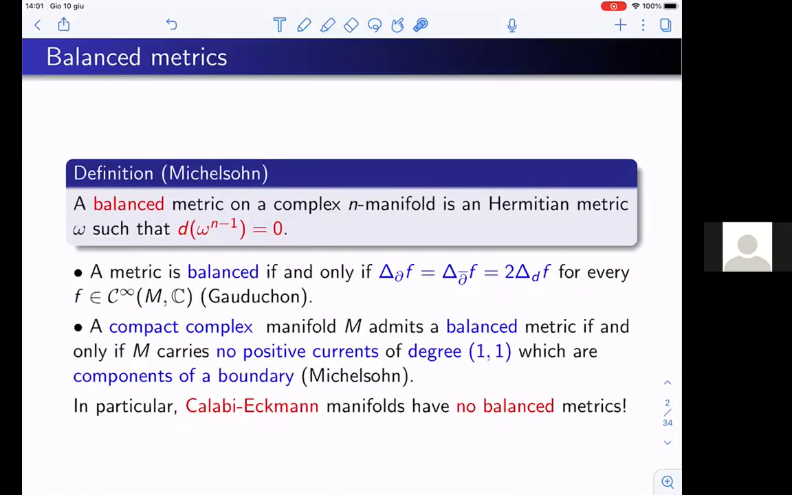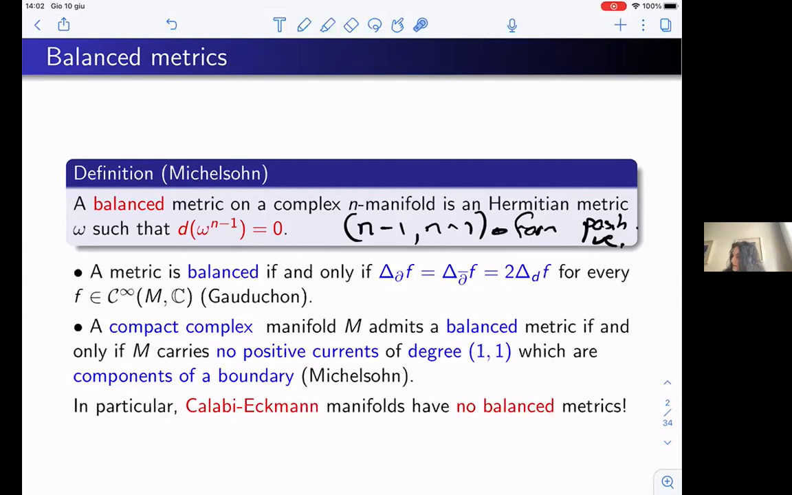Let's start to define what we mean by a balanced metric. We have a complex manifold of complex dimension n and a Hermitian metric. Here, for simplicity, I will identify the metric with the fundamental form omega that we denoted in the first lecture. And we said that the metric is balanced if essentially omega is co-closed. That means that omega to the n-1 is a closed (n-1,n-1) form, which is positive. This type of metric was considered by Michelsohn. And there is also a nice characterization of the balanced condition for a Hermitian metric, due to Gauduchon.